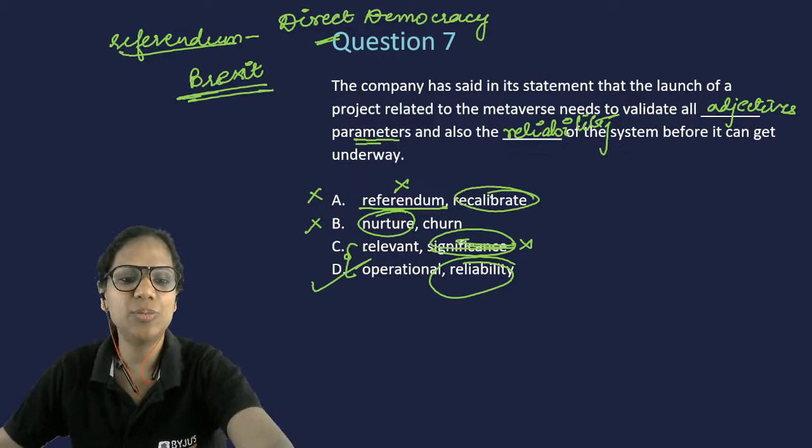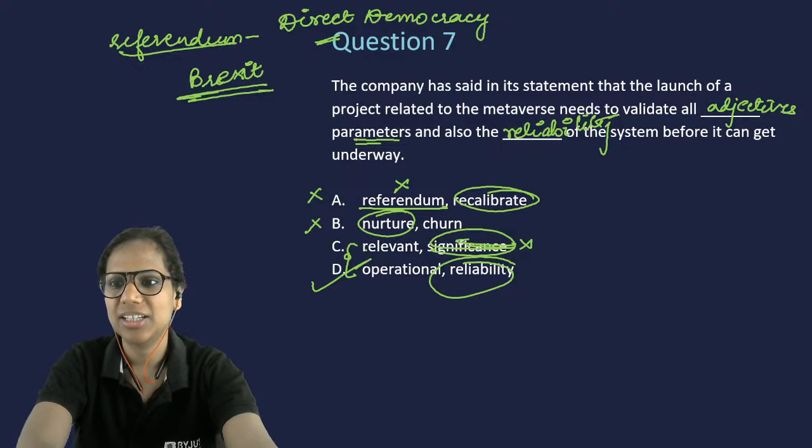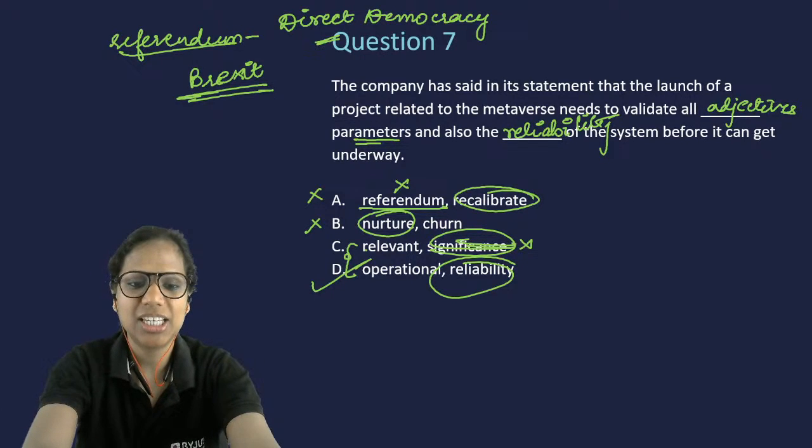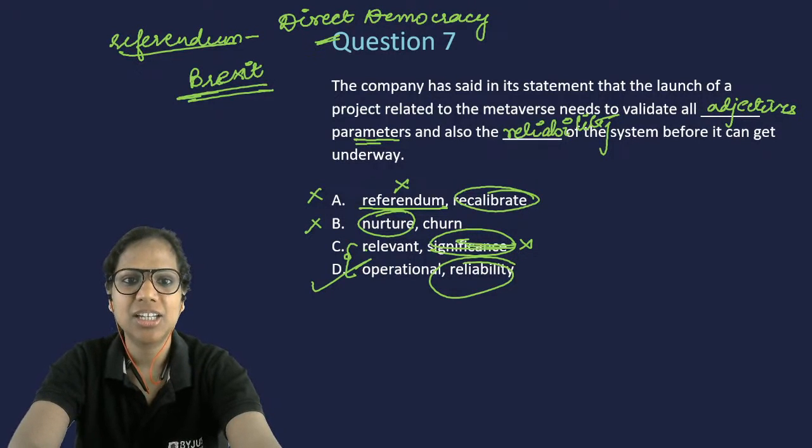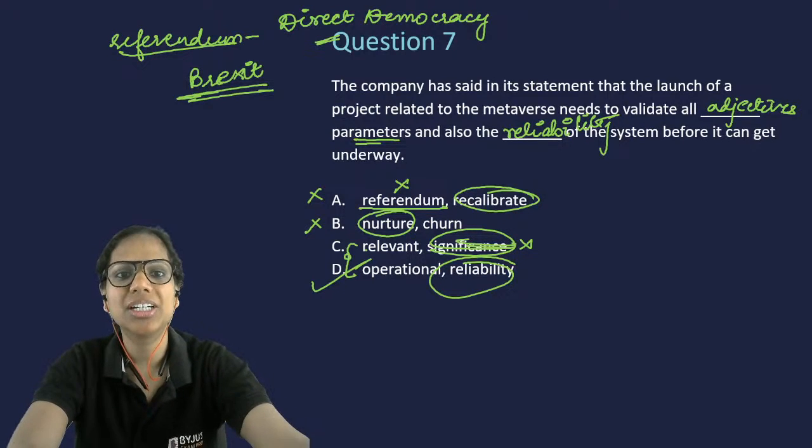And what is recalibrate? Recalibrate. It's called mandate. In that case, we say that it has the popular mandate, right? So referendum is used only when each person has voted directly towards that decision.